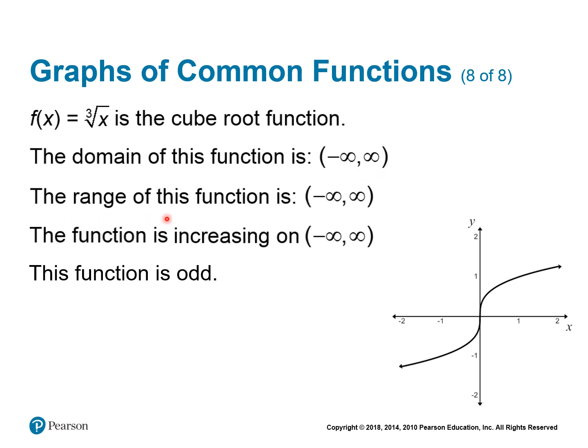Likewise, the range of this function is also negative infinity comma infinity. The function is increasing throughout, right? As we move from negative infinity to positive infinity, the function keeps increasing, so it is a constantly increasing function. And the function is odd.